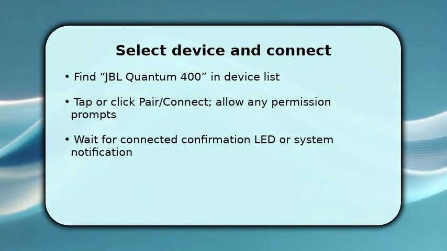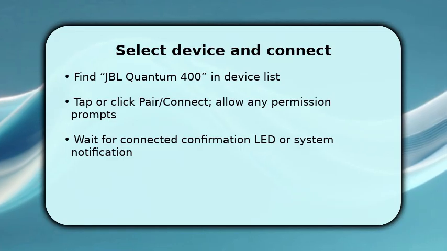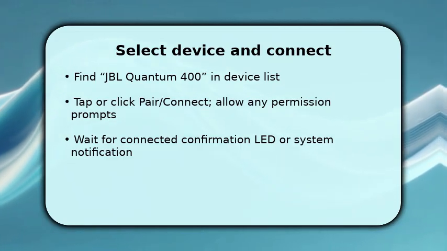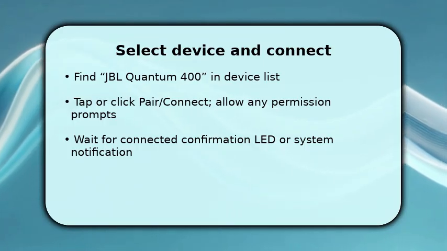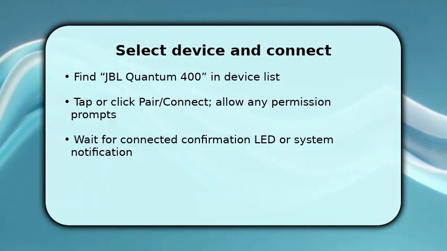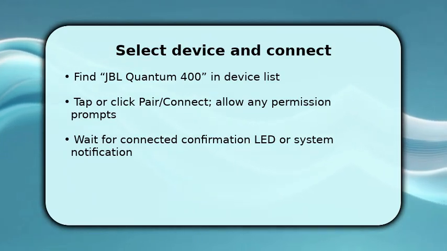You now locate JBL Quantum 400 on your phone or computer Bluetooth list and tap Connect. This initiates the link and exchanges profiles like audio and microphone. Once you accept any permission prompts, the device negotiates supported codecs and roles so audio and mic routing work correctly.